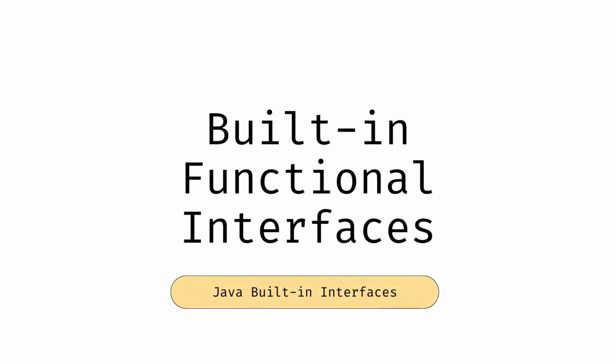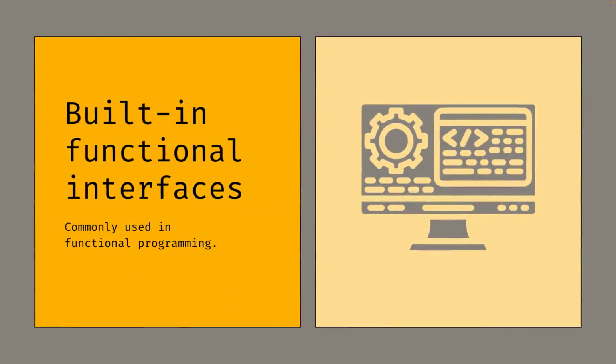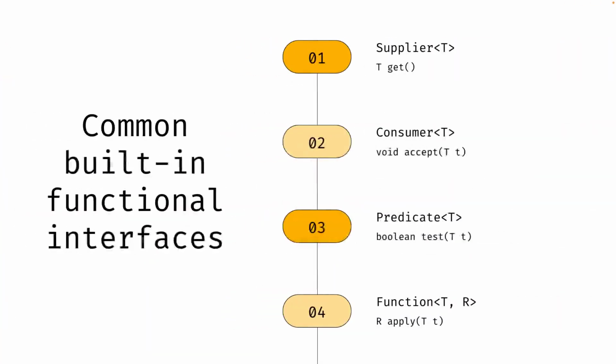In this video, we'll explore some of the built-in functional interfaces provided by Java. There are a lot of them, but I don't want to overwhelm you, so I'll focus on the most important ones for now. The built-in functional interfaces are commonly used in functional programming. These signatures of functional interfaces help us achieve uniformity across different applications. On top of that, the built-in functional interfaces are designed to work seamlessly with Java's functional programming features, such as the Stream API, which you'll see very soon. Let's take a look at some of the most common built-in functional interfaces.